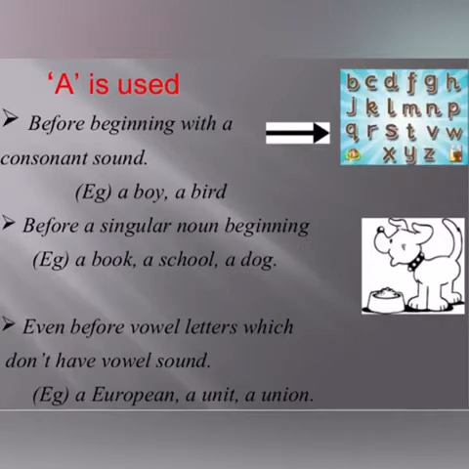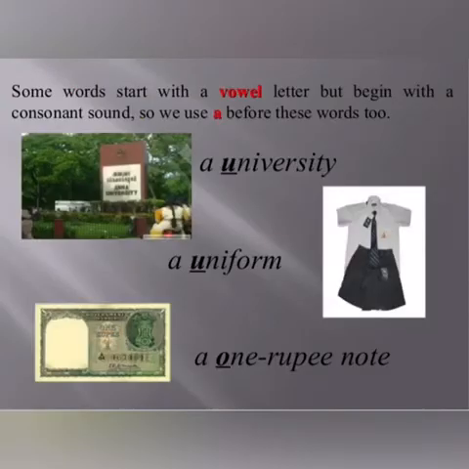We use a even before a vowel letter which doesn't have a vowel sound. For example, a European, a unit, a union. I know that you are confused, so here are more examples for you. Some words start with a vowel letter but begin with a consonant sound, so we use a before these words too. For example, a university, a uniform, a 1 rupee note.